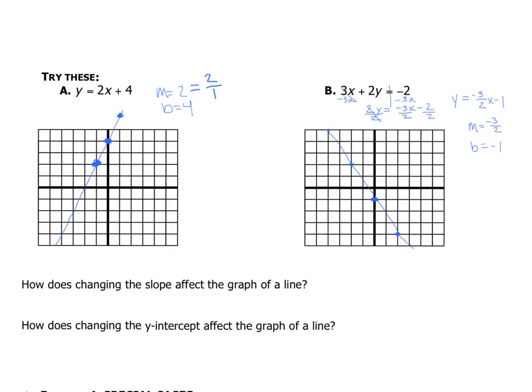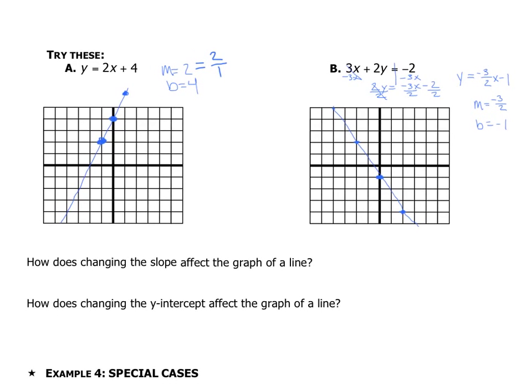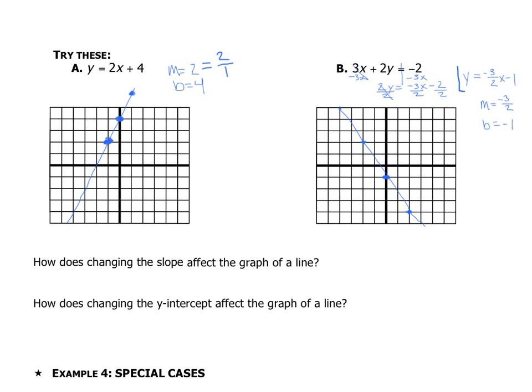Okay, there is B. We had to solve for y first, put it in the y equals mx plus b format, moving the 3x over, so I have minus 3x minus 2, and I divided everything by 2. I got my equation to be this value right here. And then from there, slope is negative 3 over 2, and y-intercept is negative 1.